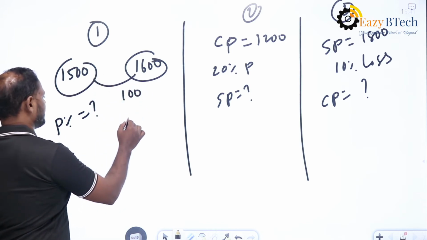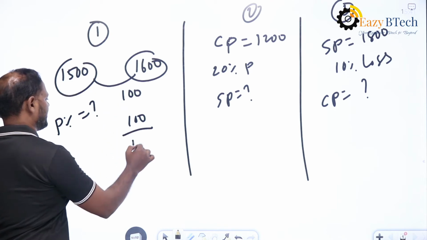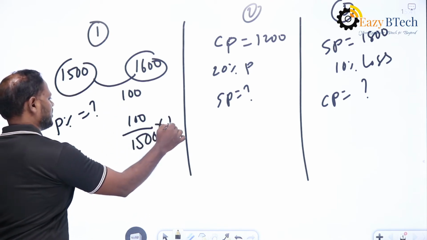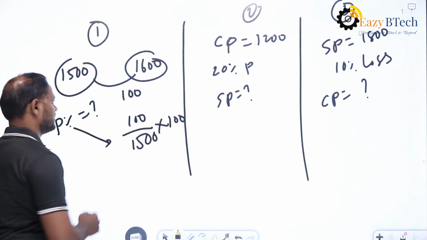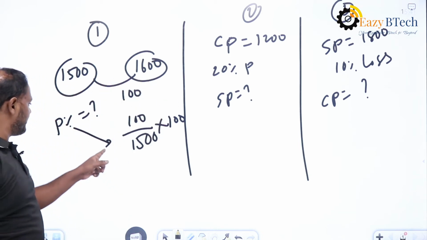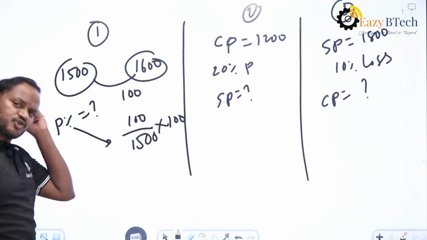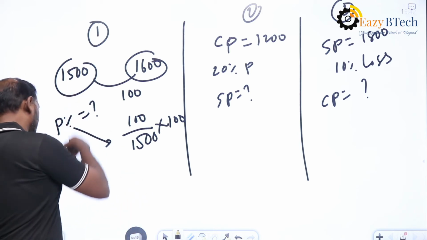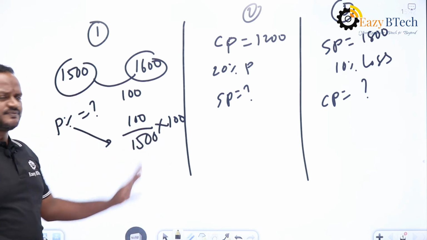The 100 should be compared on what? 100 should be compared on 1500. It can be converted into percentage, into 100. This can be profit percentage. Of course, if it is 1500, if it is 1400, it will be loss. That is another issue. But it can be taken as a profit percentage, right? We will ask only profit percentage. Profit or loss, you can decide it, right?